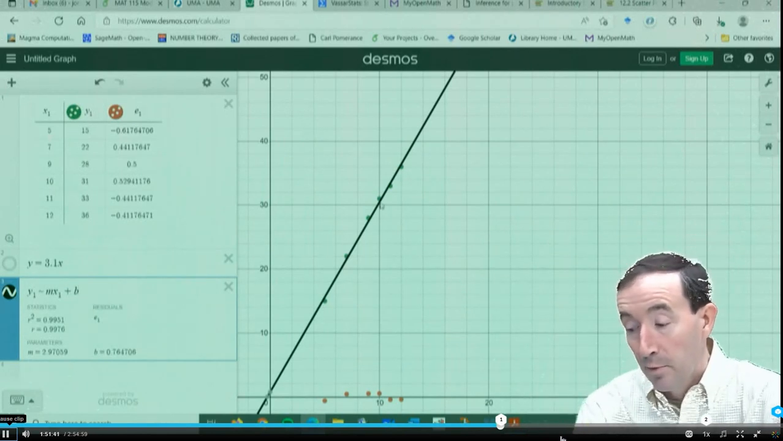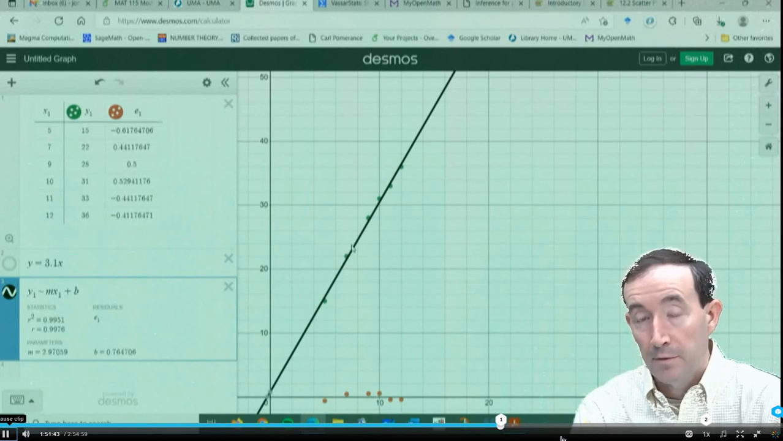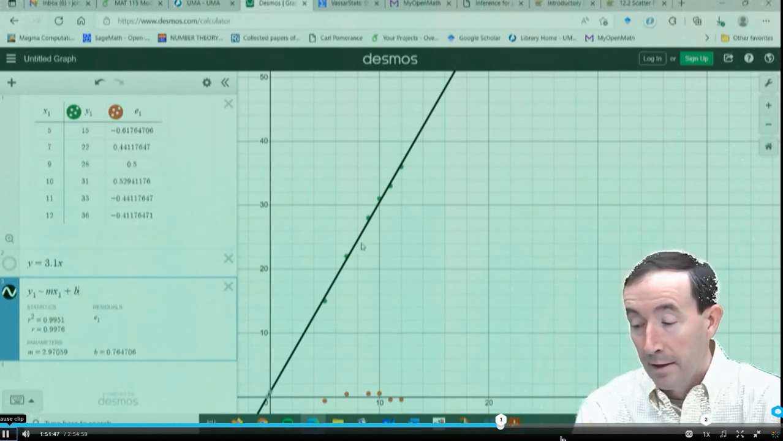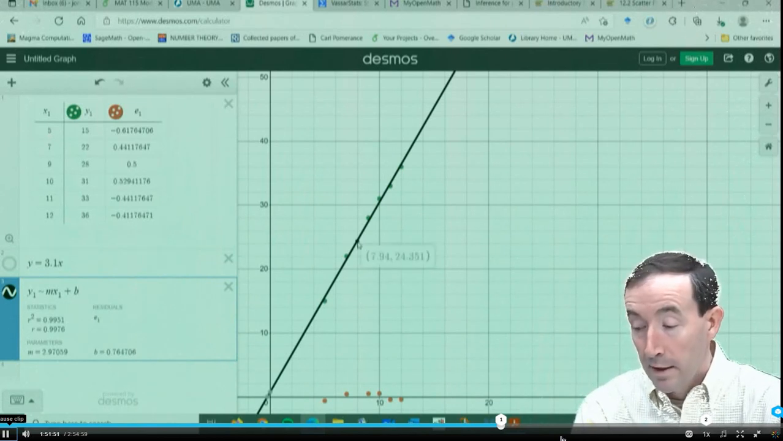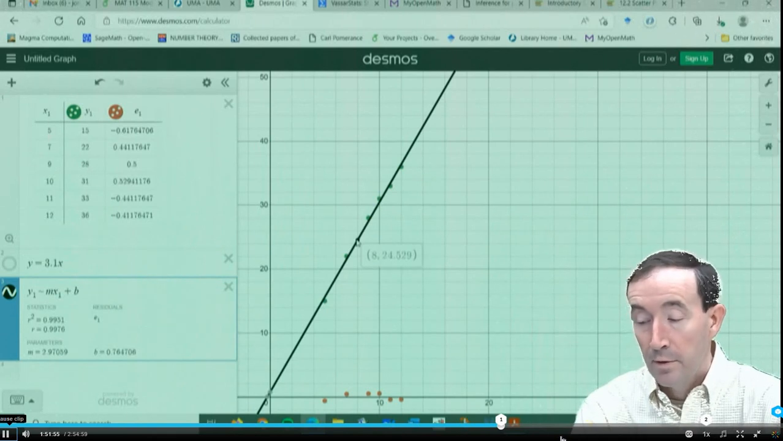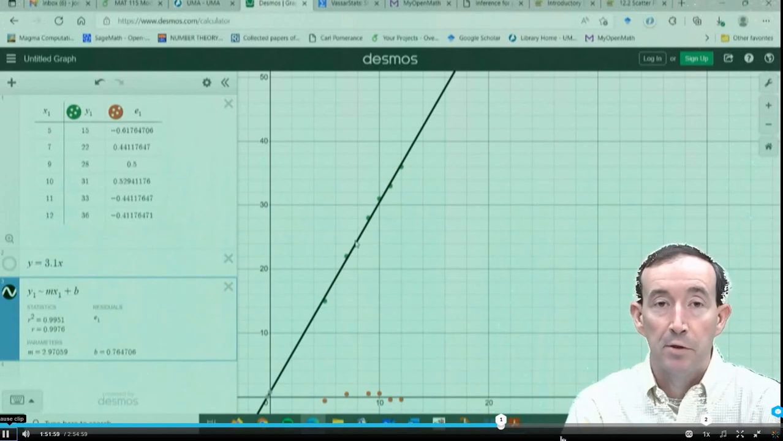The thing about best fit lines is they can be great for interpolation. That's making a prediction within the range of the data that you have, so somewhere in this region. If I wanted to predict what would happen if she practiced exactly 8 hours, I don't have data for that, but I can use this model to predict. If she practices 8 hours, she'll score about 24.5 points on average. Seems like a reasonable prediction.